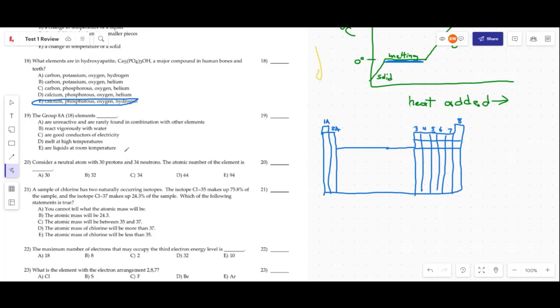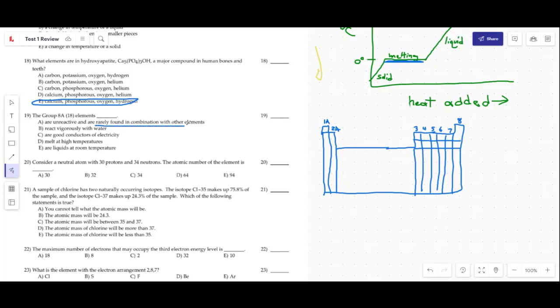Which one of these is the best description of a noble gas? Probably not that they're liquids at room temperature, right? I'm guessing they're not. I don't know. Who knows? Mixed with other stuff. That's my guess. I have no idea.